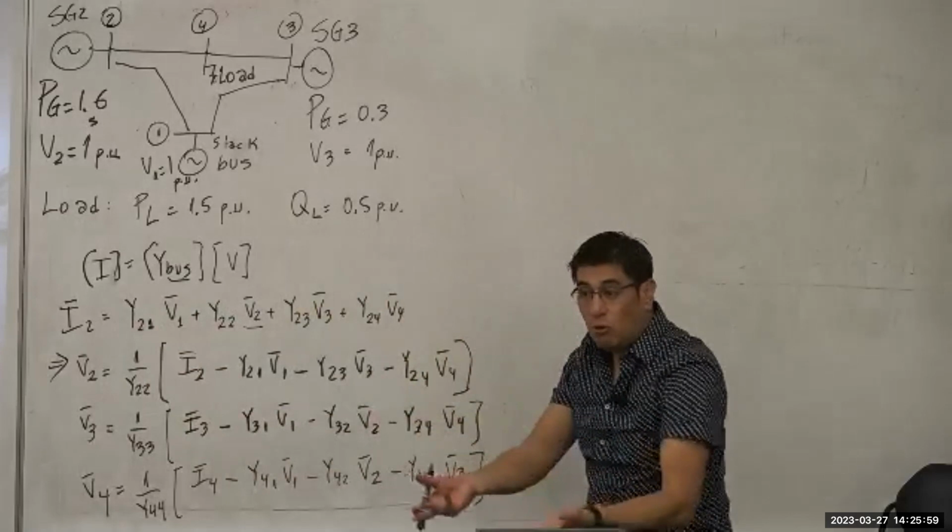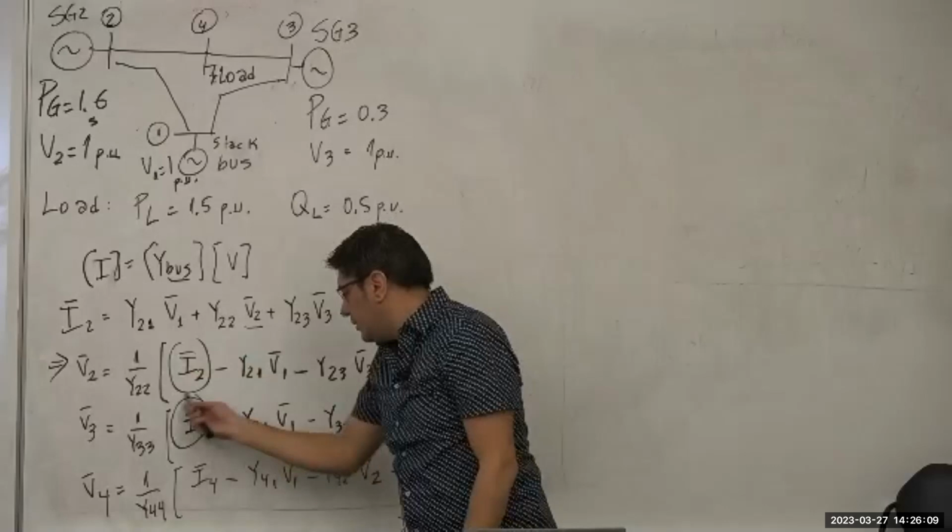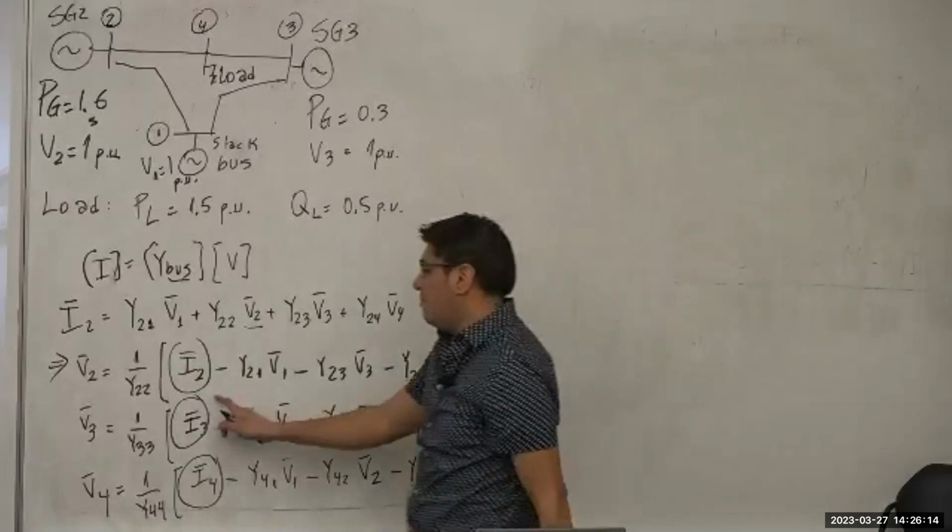But there are two things we need to consider now. One, what are these injected currents? That's the first one. And do we know the injected current in bus 2? How much is that?